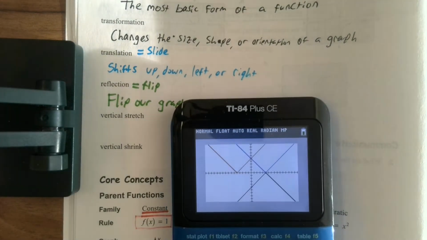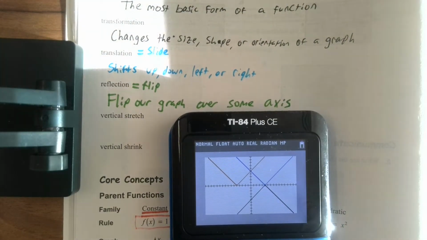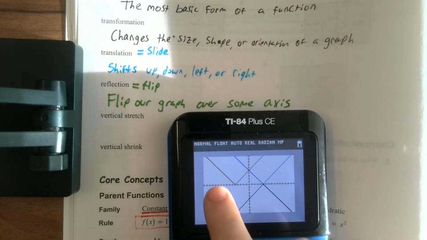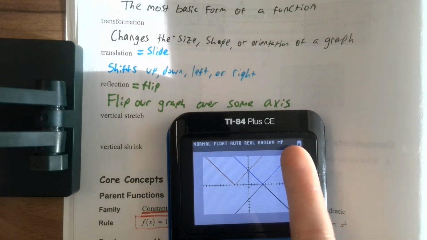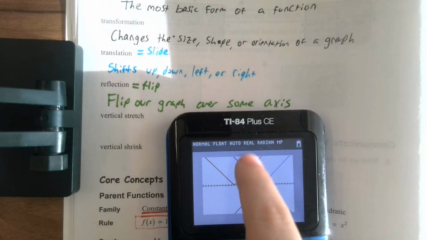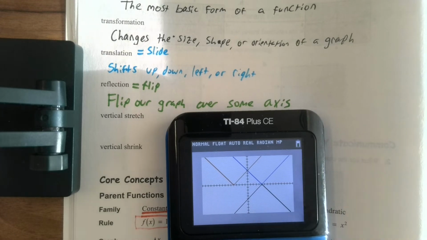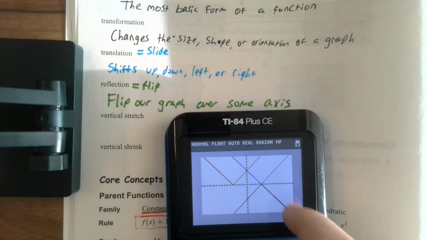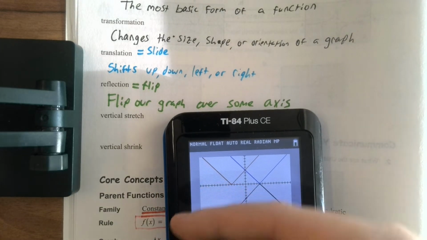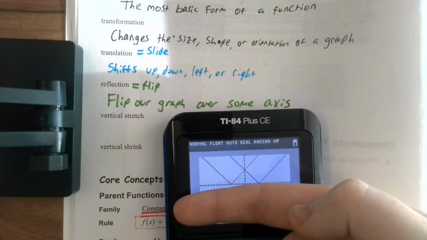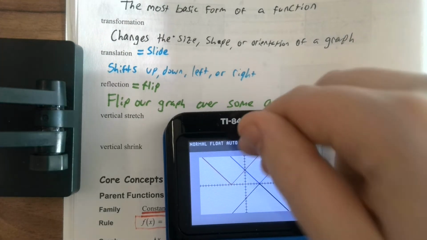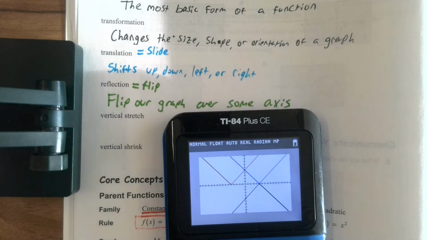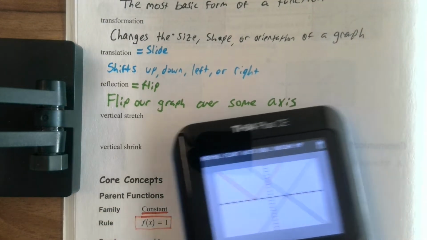Well, if we take a look at these graphs, right, it looks like to get from the blue line to the red line, I just flipped it over this vertical line, the y-axis. So that's a reflection because I flipped it over the y-axis. For the black one, I flipped it over the x-axis. You can imagine how I've taken what I have up top here and flipped it over this horizontal line so that it's upside down. That's another transformation, is a reflection.